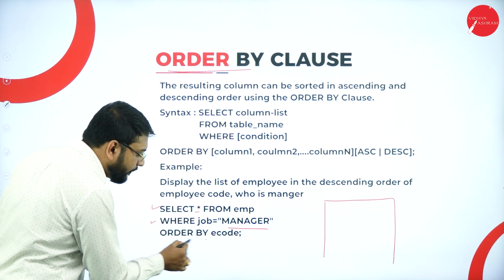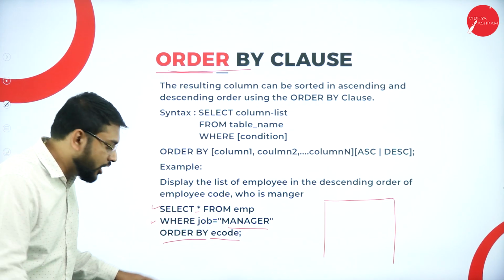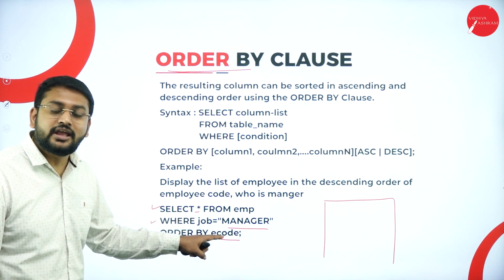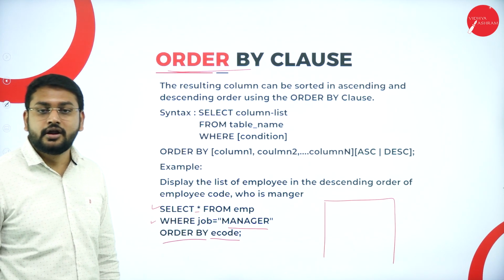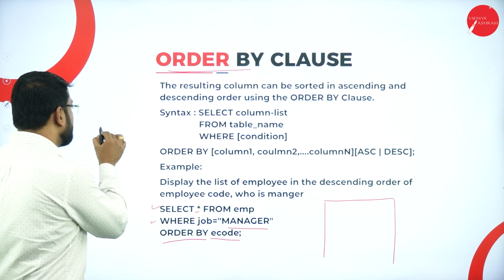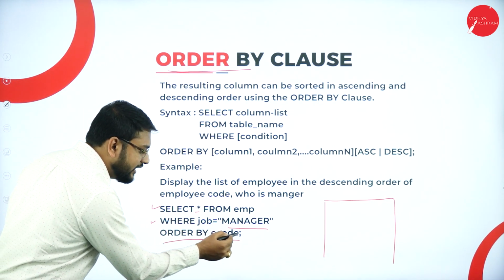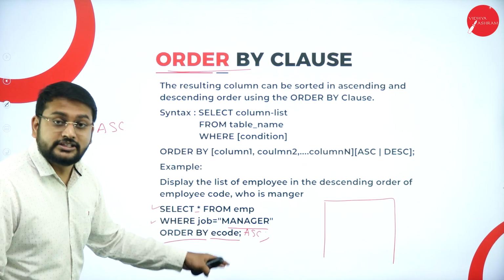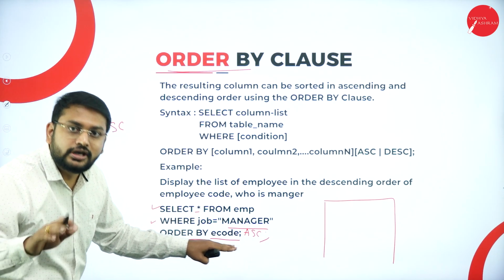So fine. Order by E code. Order by is one of the keywords that you should remember to sort. So order space by. E code is a column name. This is the employee code. If you don't specify anything here, by default it will be in ascending order. You can also specify ASC after writing order by E code. You will just give one space and ASC and then semicolon. This will also work. If you just specify order by E code, by default it will be in ascending order.